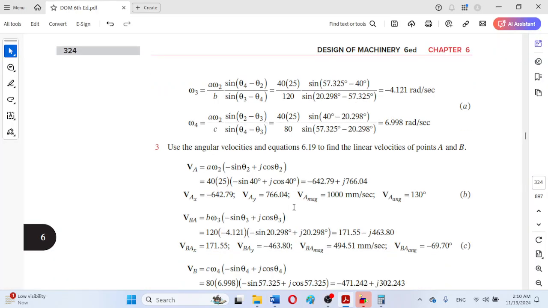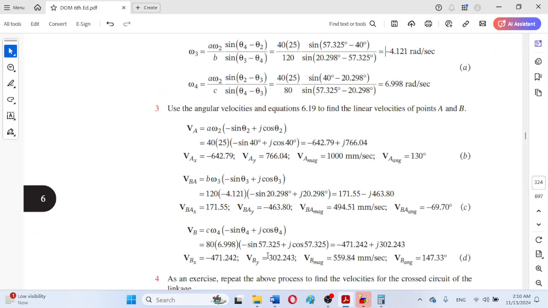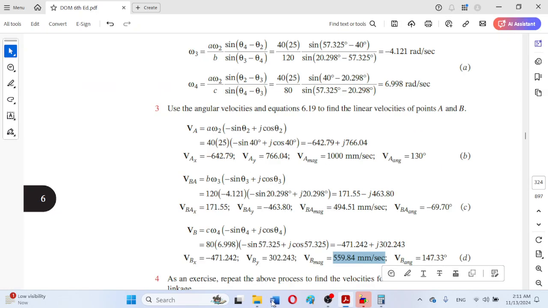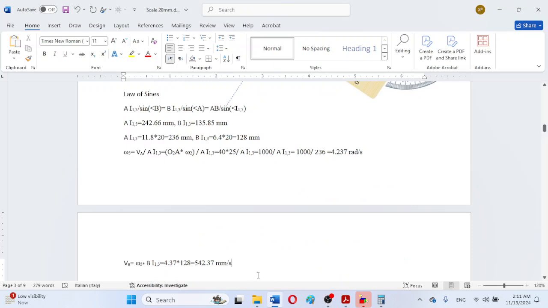So graphically from the book we can also observe that the magnitude that the author has calculated, this is the VB magnitude, which is equal to 559.84 millimeter per second, and our graphical result is 542, which is quite near. So no issue, the method is 100% correct. Graphical results always have some limitations of observation. So in this way VB has been calculated.